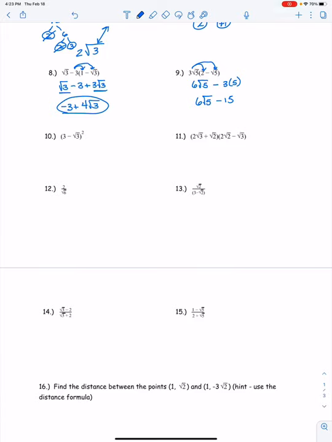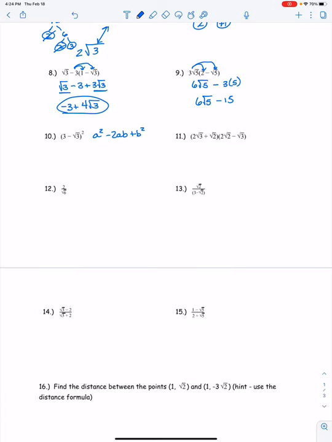Now we have a perfect square. So if you want to, you can either FOIL this, or what we call the double distribution property, or you can use your special formula that we learned, a squared minus 2ab plus b squared. Okay, so I'm going to use this one, and then I'll FOIL it for you.